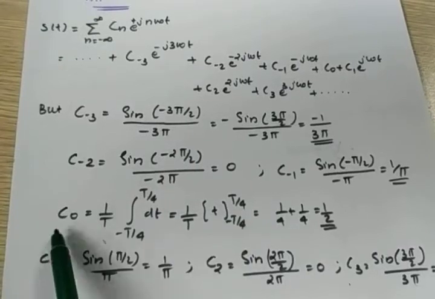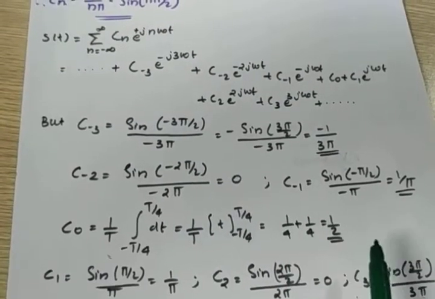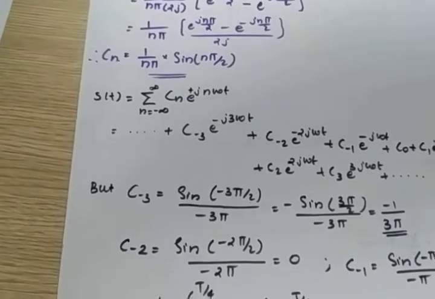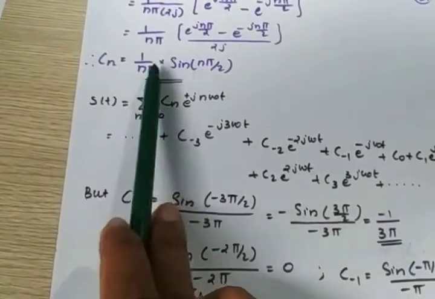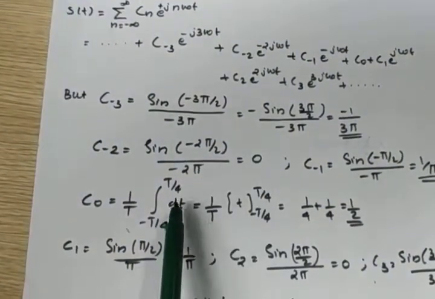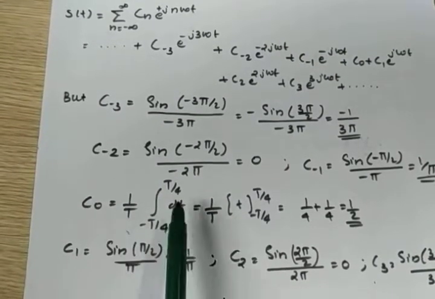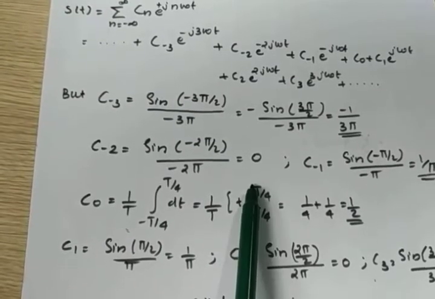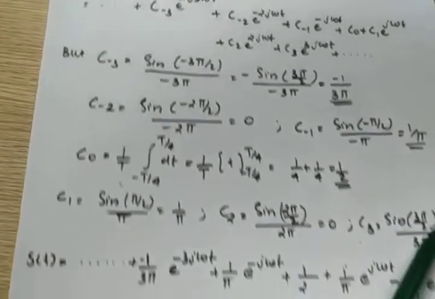Now c0. In c0 you cannot put n equal to 0 here, because 1 by 0 will become infinite, so you have to put n equal to 0 in the general equation, 1 by T integral from minus T by 4 to T by 4 of e raised to minus n omega t dt. You will get integral of dt, that means t varies from minus T by 4 to T by 4. So you substitute the upper and lower limit, for c0 you will get the value 1 by 2.